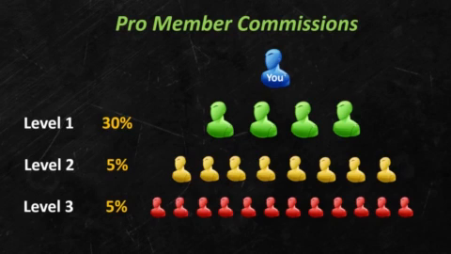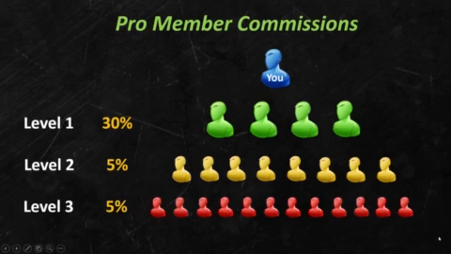So Pro members, again, get 30% on your personal referrals, 5% on level 2, and then 5% on level 3 referrals. Of course, level 2 is all of those people referred by level 1, and level 3 are all those referred by level 2, and so on. Now, these are just the start of the commissions, and there's a lot more that's going to be paid out. But what you're seeing on your screen now for the Pro, and previously for the free member, are paid weekly every Friday.